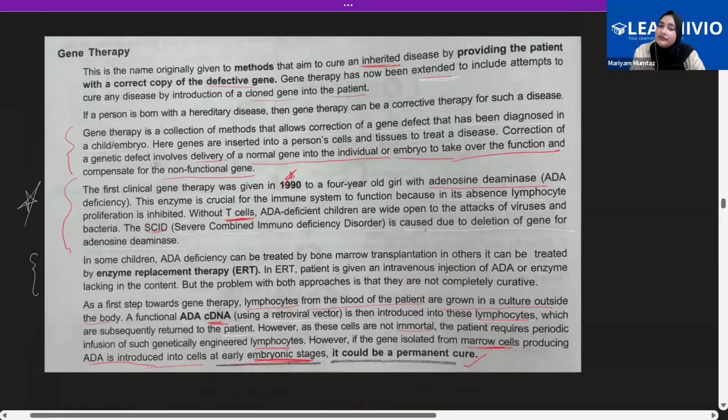So gene therapy is clear to everyone. Do you people have any doubts? Yes or no?